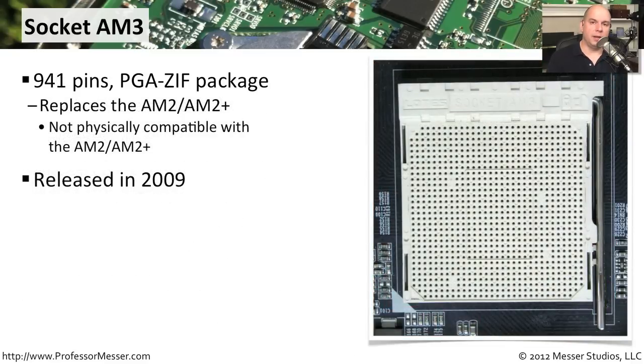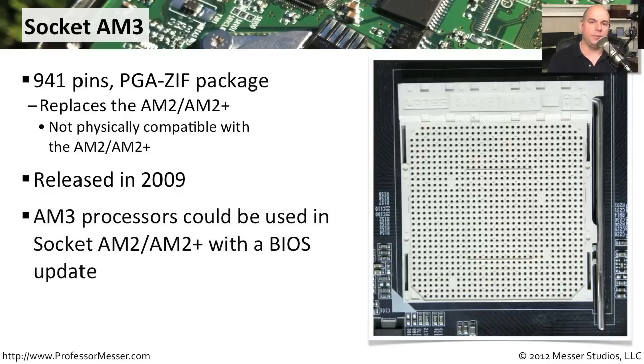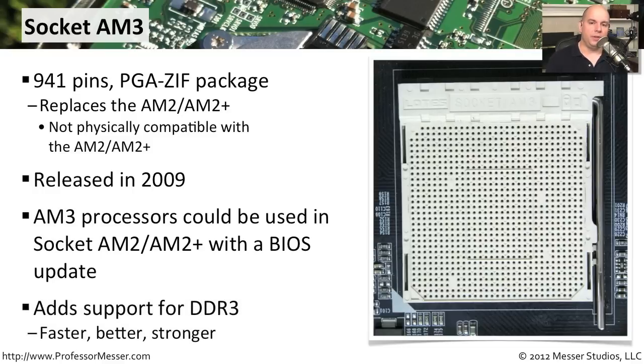AMD's next generation of processors used a new socket called the socket AM3. This was a 940-pin socket, again using that PGA ZIF package, and it effectively upgraded and replaced the AM2 and the AM2 Plus sockets. What was interesting about this socket is that there was some backwards compatibility. You could take a processor designed for an AM3 and put it into an AM2 or AM2 Plus socket motherboard. Usually it required a BIOS upgrade. One major advantage of using the socket AM3 is that the processors used were able to use DDR3 memory, so you could have higher throughput and faster performance.